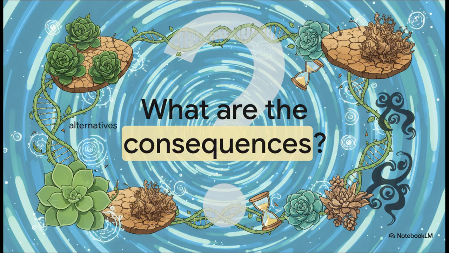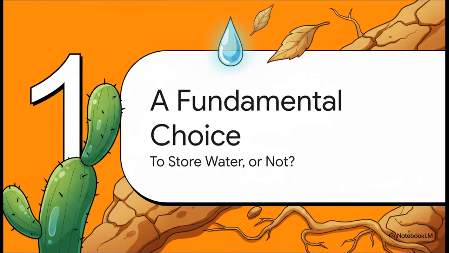Now, this isn't just a simple pros and cons list. We're talking about the ripple effects, the trade-offs that just cascade through the entire life of an organism. This simple little framework of alternatives and consequences, that's going to be our guide for this whole explainer. Okay, so let's put our framework to the test with the most fundamental choice a plant has to make in a dry environment. Should it evolve to store a ton of water or not?